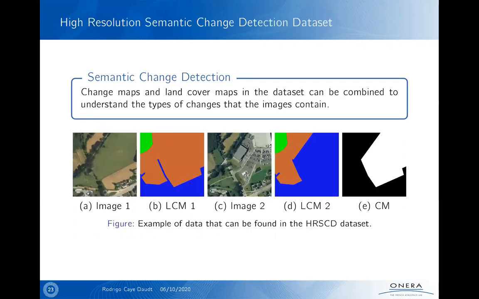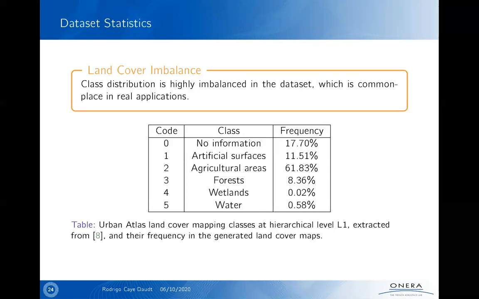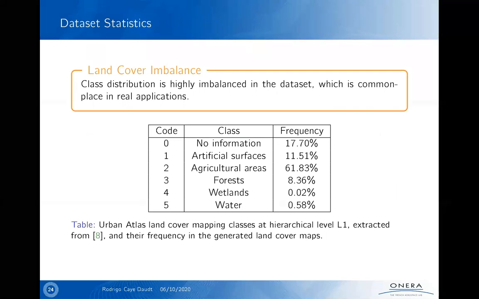So this is an example of images that you could find in the dataset. It's a pair of images with associated land cover maps showing if it's urban area or agricultural area or a forest or something, and also an associated change map for the pair of images. So this is a real world scenario, which means the data is imbalanced. Some classes are much more represented than some of the others. And this is important to take into account when we're dealing with the dataset. Otherwise, the algorithms are probably not going to work.